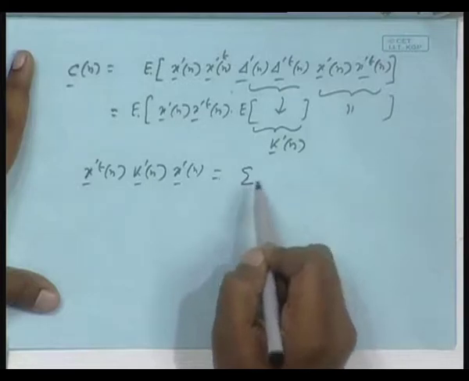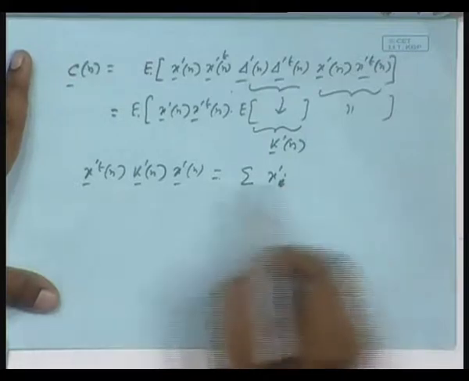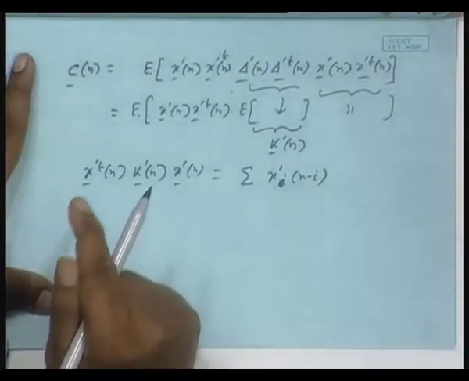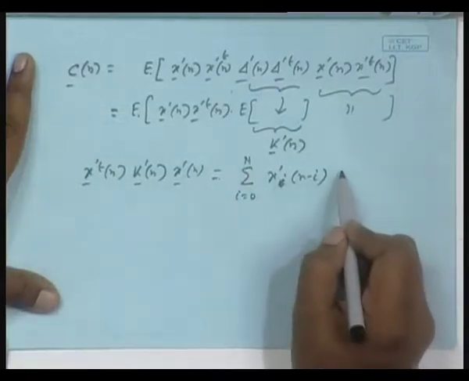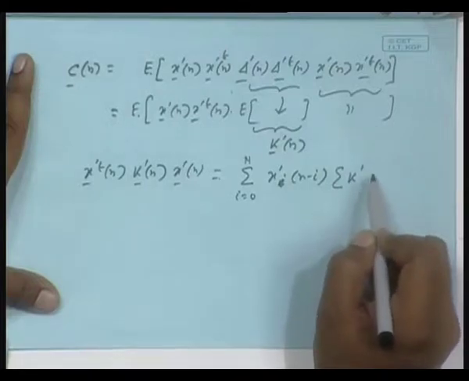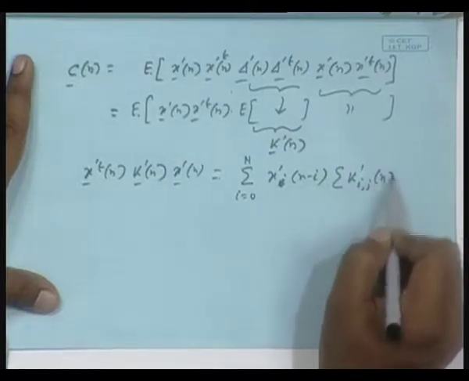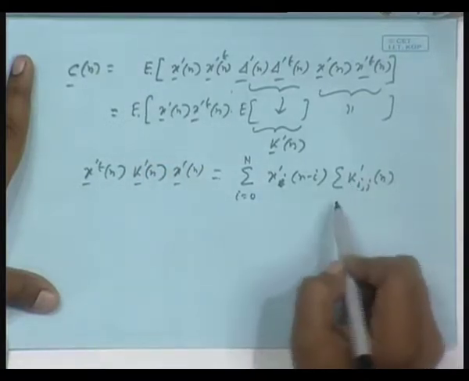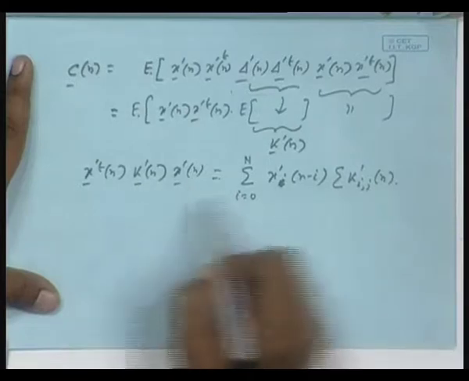So, that means the ith element of this guy is x prime n minus i. You remember the definition of the x n vector: x n minus 1, x n minus 2, up to x n minus capital N. So, x prime n minus i, and then you have got this guy k prime i j. This is a matrix. The ith element of this is denoted by this, times the jth entry, isn't it? Ith row, jth entry into the jth entry here.